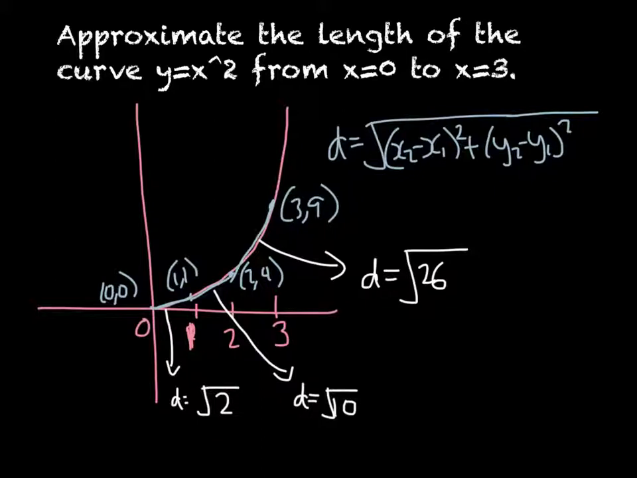So if we add up these three distances that we found, then we can get an approximation for the length of the curve. D is about 9.675. Later, we'll be able to use the tools of calculus to divide our curve into an infinite number of lines and find the exact length of the curve.